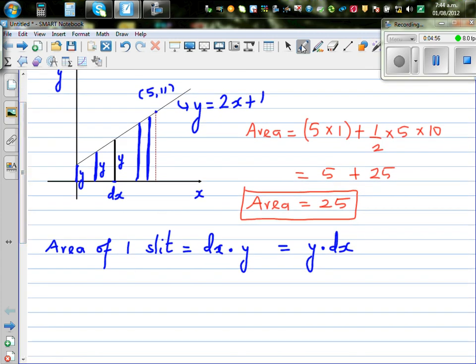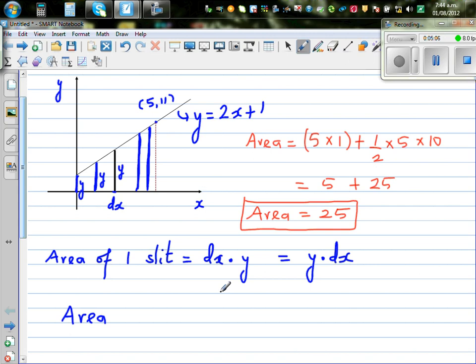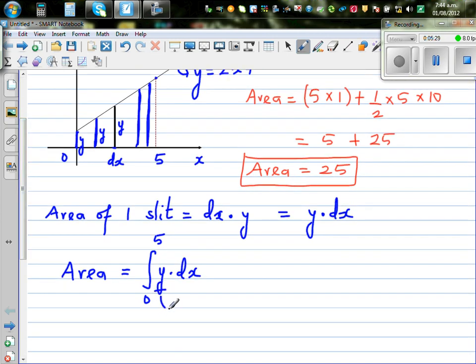So that's where integration comes into place. In mathematical notation, the area of this same thing can also be found by integrating all the rectangles between 0 to 5. So this is how you write definite integration from 0 to 5 of y dx, where your y is going to be your height.